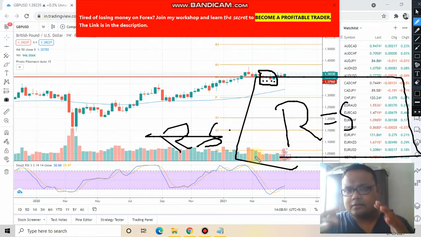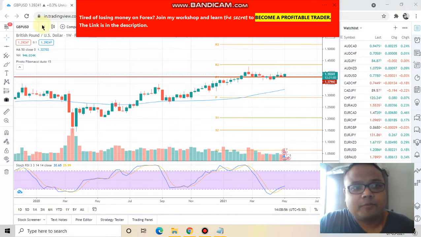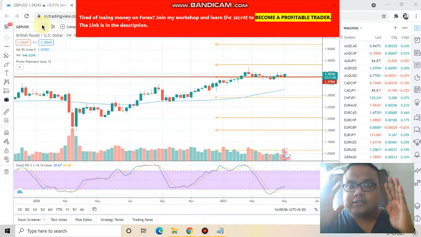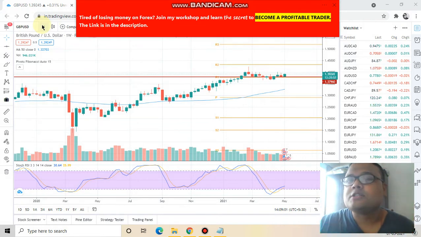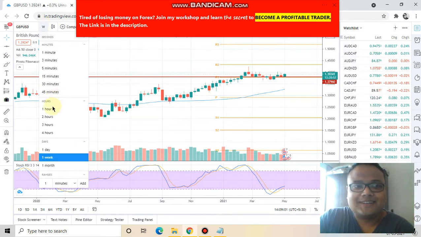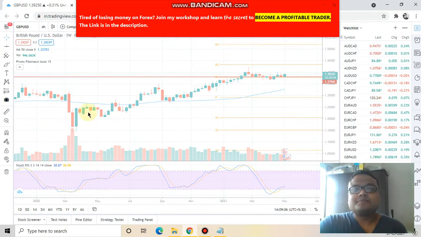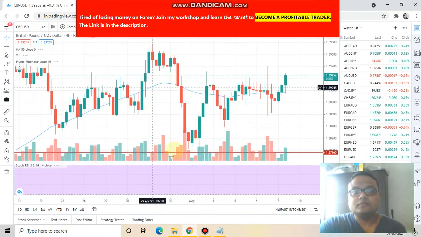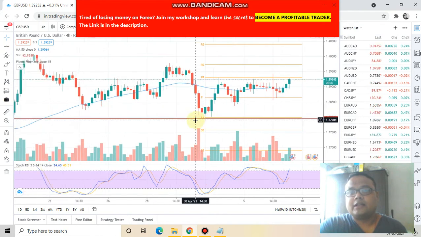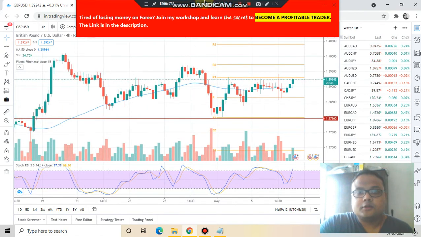Confused? Okay, leave it. Let me show you the 4 hours time frame. Just keep in mind that we have got a very crucial support in the weekly chart. And this is the level that I was talking about. As of now, you can see that the market is in a no trading zone.